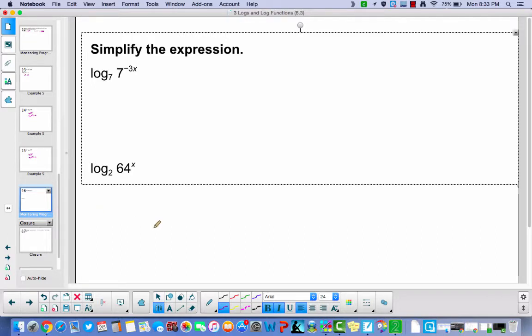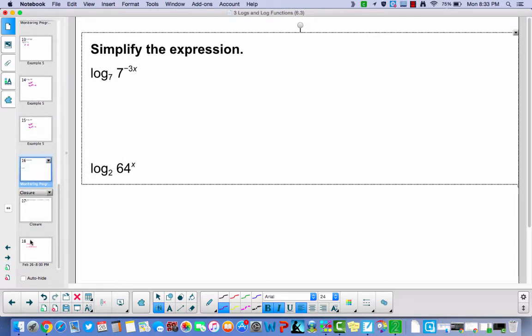Okay? You try these two now. Do we have the same base? If you do, then what is it? If you don't, what do you have to do? Pause it here so you can look at this. Okay. Same base. Log base 7 of 7 to the negative 3x has to be what that exponent is. So negative 3x. Log base 2 of 64 to the x.